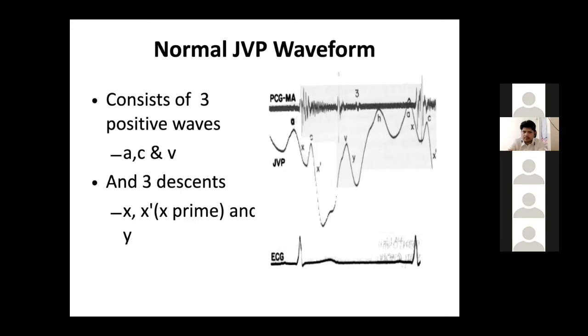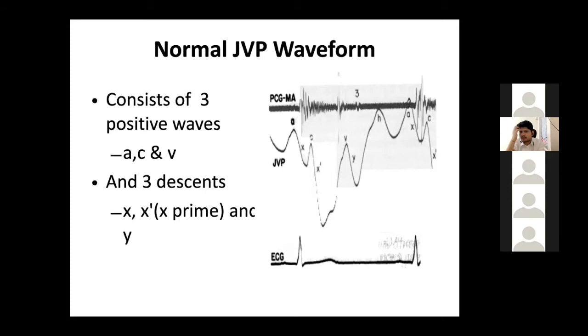After the C wave, you get something known as the X dash. X dash is due to two things. One is that the tricuspid valve opens, and second is that the floor of the RA comes down. So these are the two important causes of X prime. After that, you get one of the most important waves, the V wave. Now the V wave, what happens now?